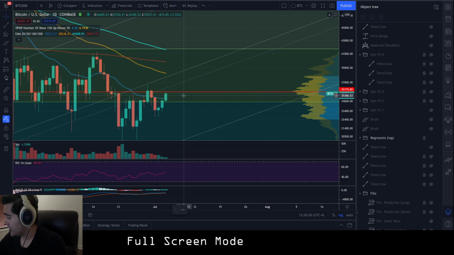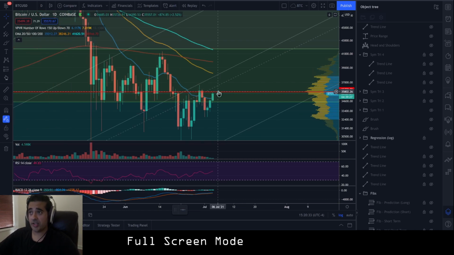So that's if you're doing short-term trading and profit taking. That could be a potential strategy. Not financial advice, just my opinion. Those are the key levels that we're looking at.